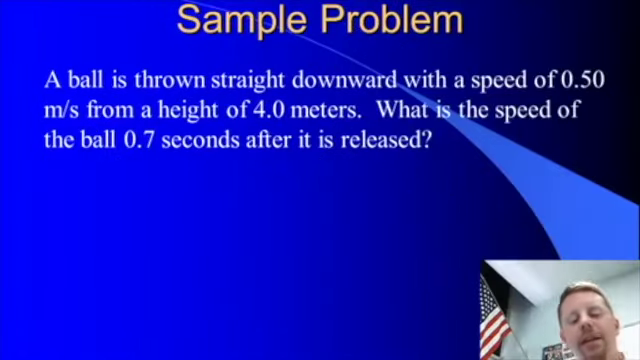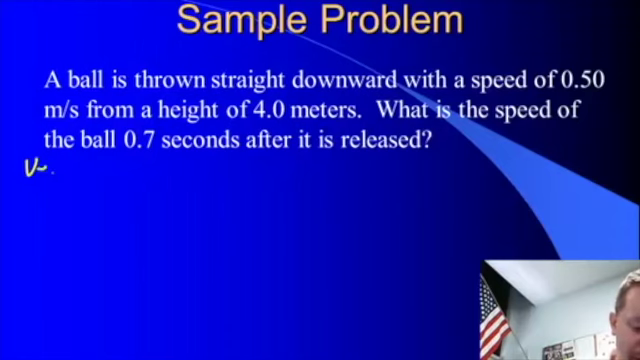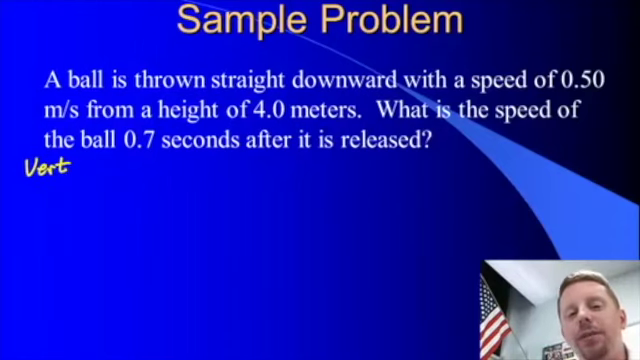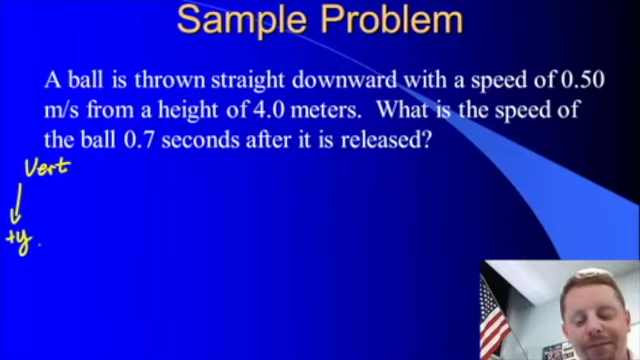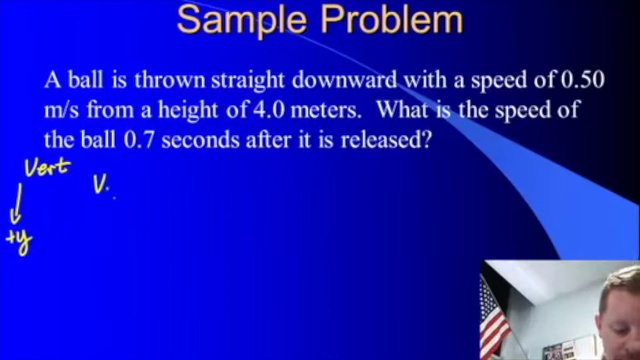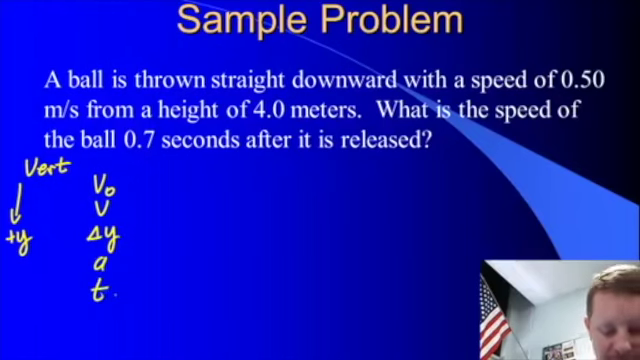Let's take a look at another problem. This time we have a ball that's thrown straight downward with the speed of 0.5 meters per second from a height of 4 meters. What is the speed of the ball 0.7 seconds after it is released? Well, we recognize right away it's a vertical motion problem, and the initial motion of the ball is going to be down. So let's call that our positive y. Now we can make our vertical motion table: V naught, V, delta y, a, and t.